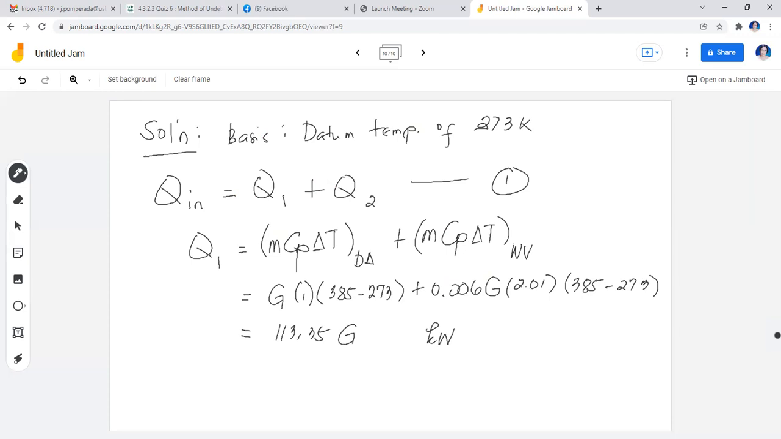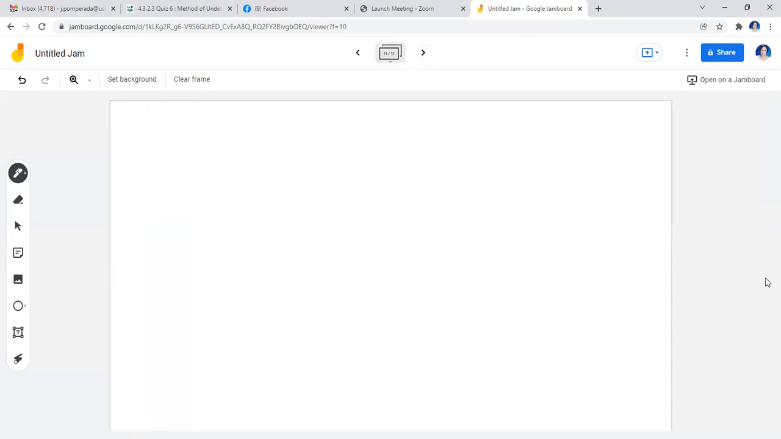I'm done with Q1. Now I can go to Q2. Remember, this Q1 is for my air entering the dryer, and Q2 now will be my feed. Okay, any questions so far here? You accounted for the energy content of the dry air and added to it the energy content of the water vapor that goes with it, based on its humidity. Okay, none. So we go to Q sub 2.